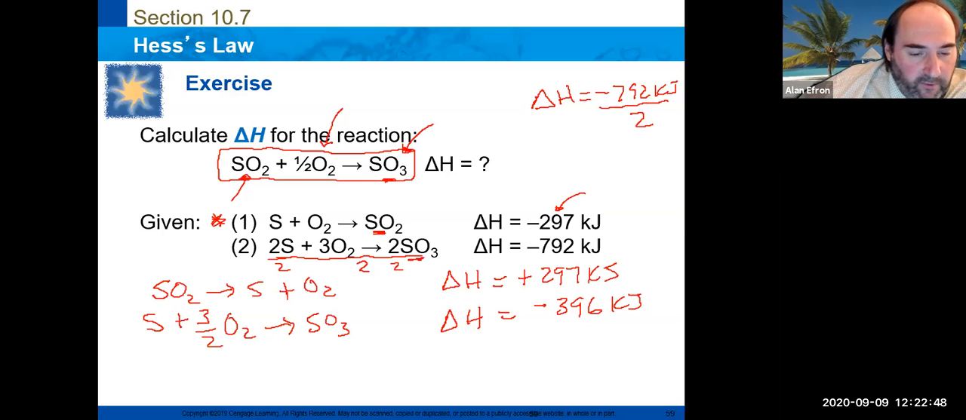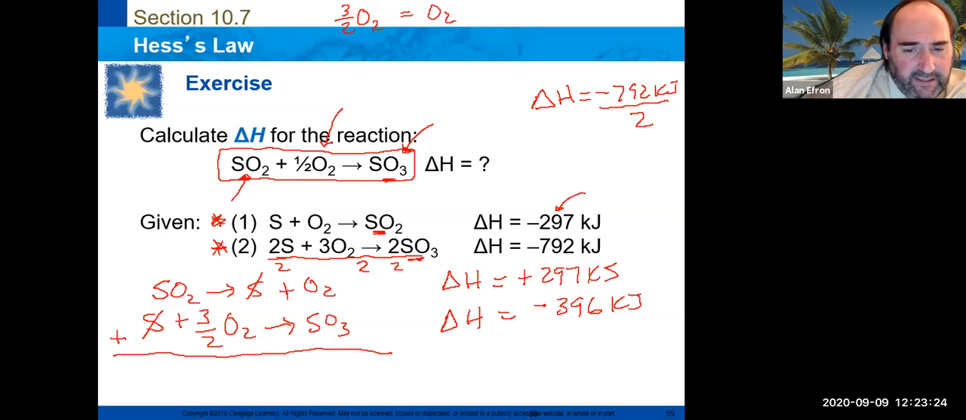So when I'm ready now to add these together, at this point I pretty much have done something to both of these equations, there's nothing left. I'm going to add these together. And anything that's on opposite sides of the arrow will cancel each other out. So for example, here on the right-hand side, we have an S. On the left-hand side in the other equation, we have an S, so they cancel. The 3/2 O2 and 1 O2 will not completely cancel. So I have 3/2 O2 on one side. I have an O2 on the other side.